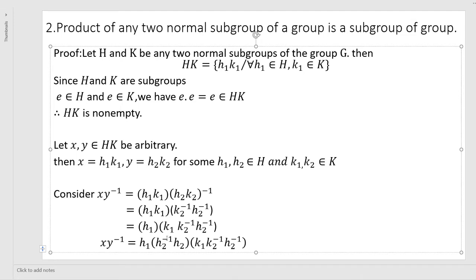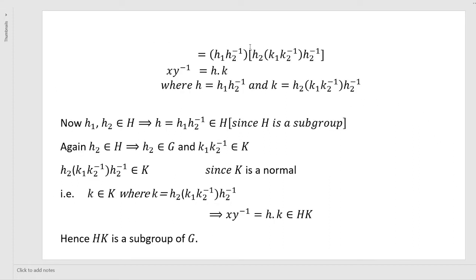Again, I group the terms. Look here: this H1 into H2 inverse, I group these terms, H1 into H2 inverse, and the remaining term H2, K1 into K2 inverse of H2 inverse. These are the elements of H and these are the elements of K. I call this element small h and this element small k, where h is equal to H1, H2 inverse and small k is equal to H2 of K1 into K2 inverse into H2 inverse.